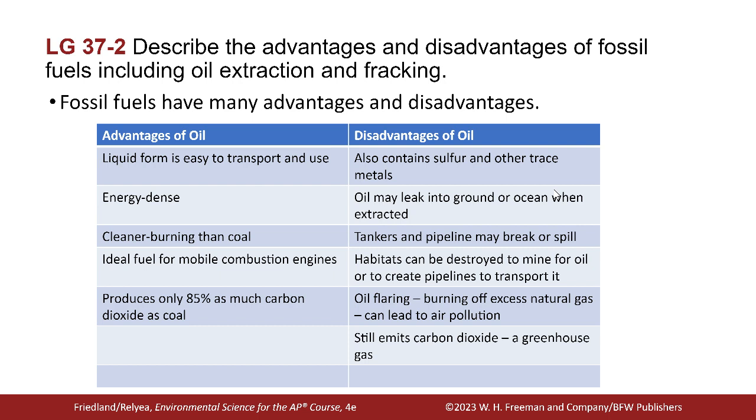Oil is a bit cleaner burning than coal. It's a little bit more refined. It's ideal to use for mobile combustion engines. Okay, and it produces only 85% as much carbon dioxide as coal. So it is 50% more carbon dioxide efficient than coal is, which means you're getting less into your atmosphere, which is helpful, right?